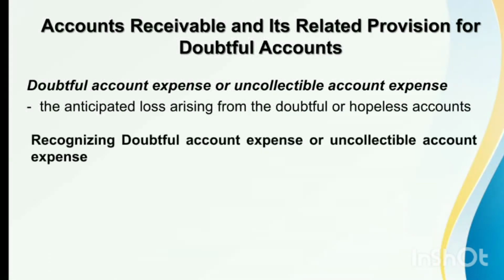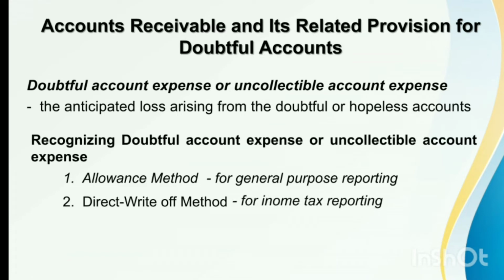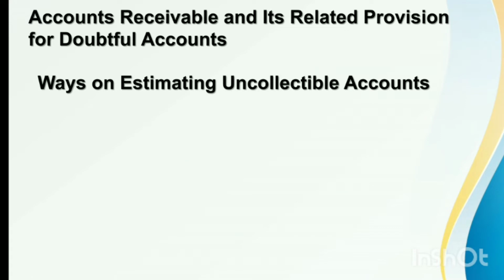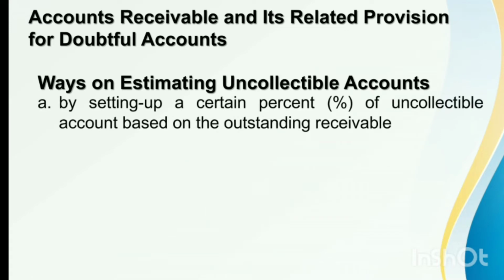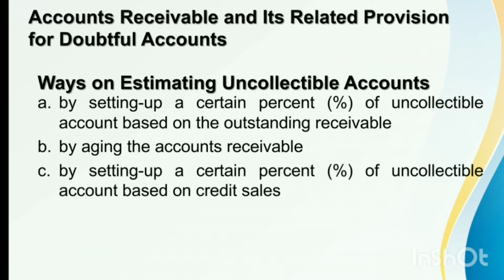There are two methods on recognizing doubtful account expense or uncollectible account expense, and these are the allowance method and the direct write-off method. The allowance method is used for general purpose reporting, while the direct write-off method is used for income tax reporting. There are also three ways on estimating uncollectible accounts, and these are: A, by setting up a certain percent of uncollectible account based on the outstanding receivable; B, by aging the accounts receivable; and C, by setting up a certain percent of uncollectible account based on credit sales.